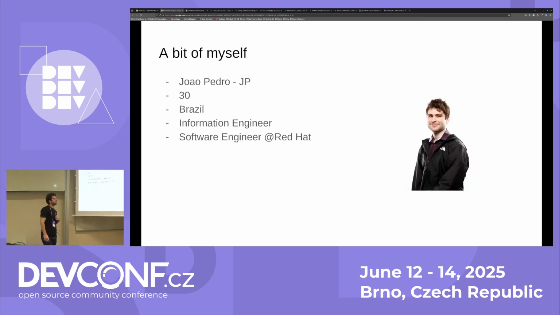So, a bit about myself. My name is Joao Pedro Poloni Ponce, but everybody calls me JP. I'm 30 years old. I'm from Brazil. I'm an information engineer, which is a mix between computer, electronics, and telecommunication engineer. And I'm currently working as a software engineer at Red Hat. A fun fact about me, I was here last year talking about image segmentation, and here I am again.